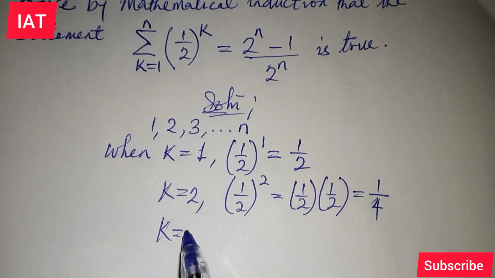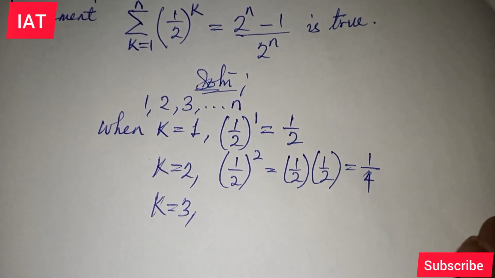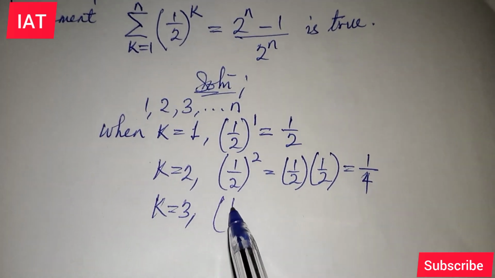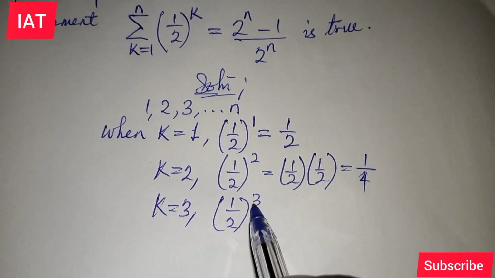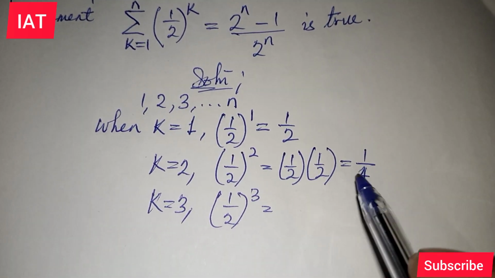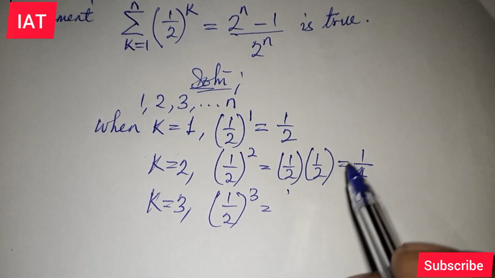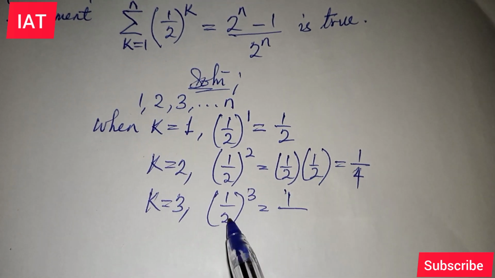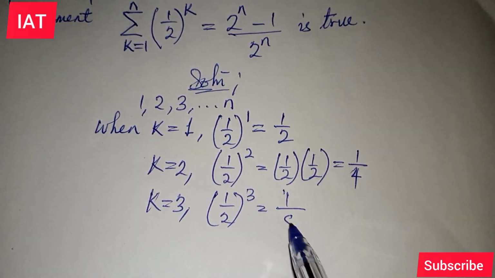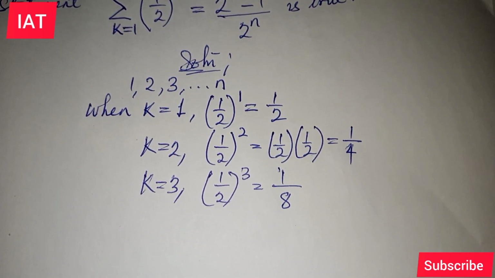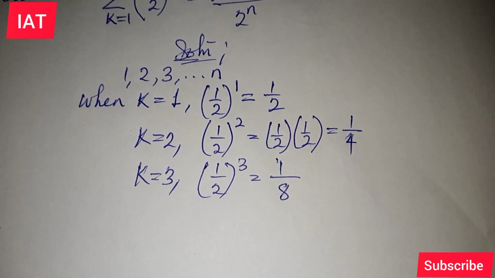We also check for when k is equal to 3. You can do the same for when k is equal to 4 and as the case may be. So when it's equal to 3, it means we are having this thing 3 times. And of course, when you have it 3 times, 1 times 1 times 1 will still give you 1, and 2 times 2 times 2 will give you 8, because 2 times 2 is 4, 4 times 2, that is 8.